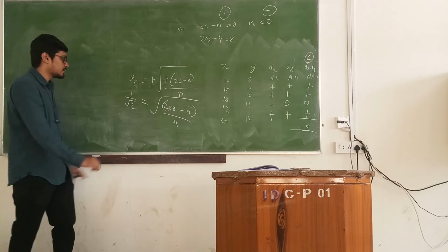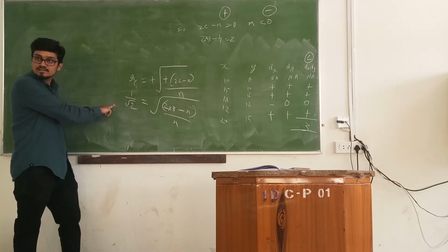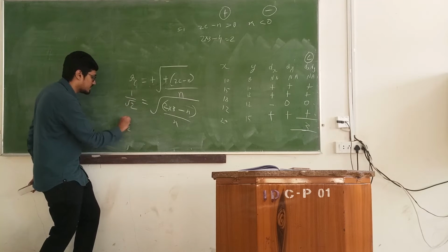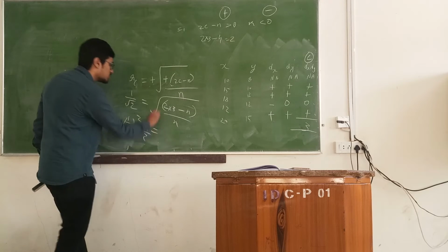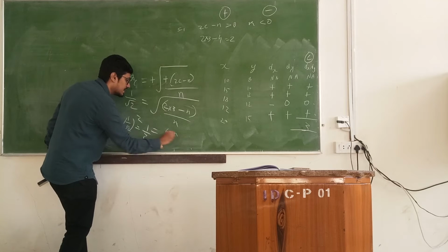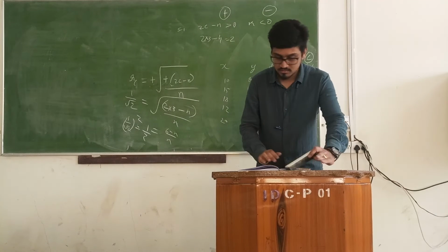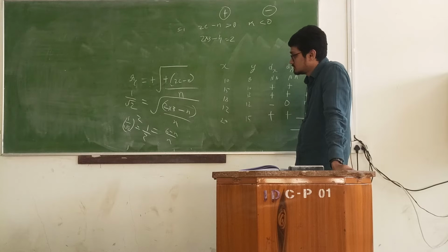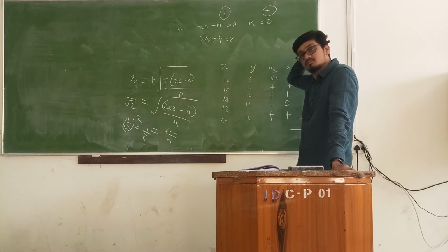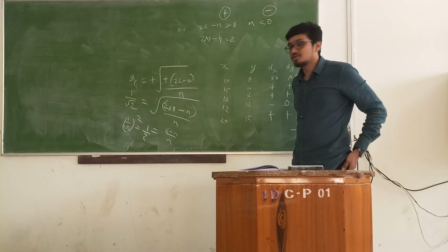Solve for N. How will you do it? Remove the square root. To remove the square root, what will you do for the LHS? Square. So 1 by root 2 square is nothing but 1 by 2, which is equal to 2 into 3, 6 minus n by n. Calculate. What is n? 1 by 2 is equal to 6 minus n by n.